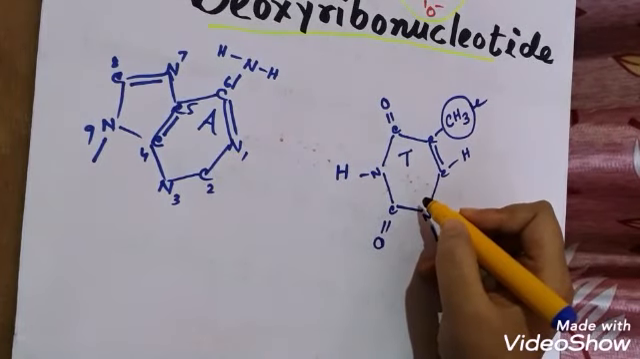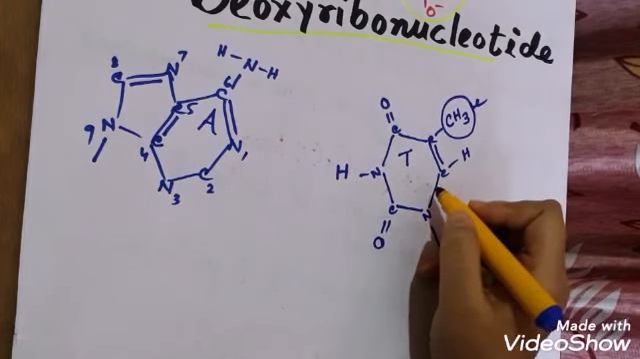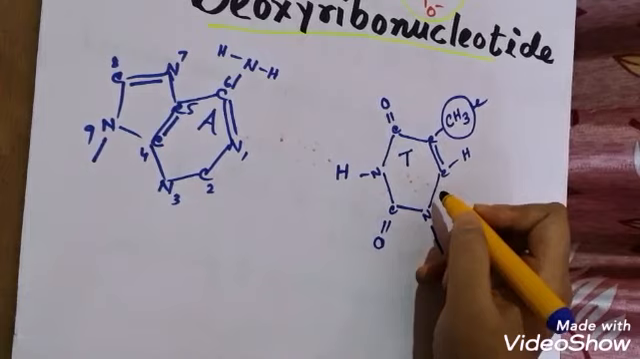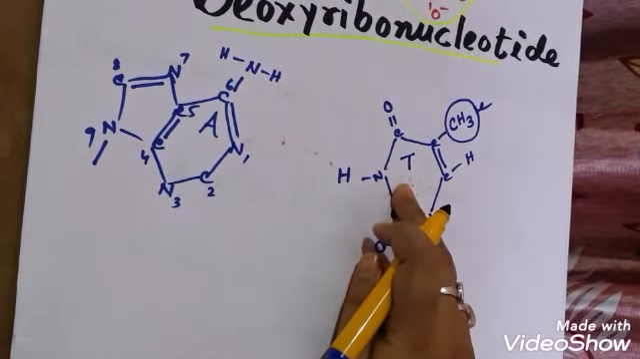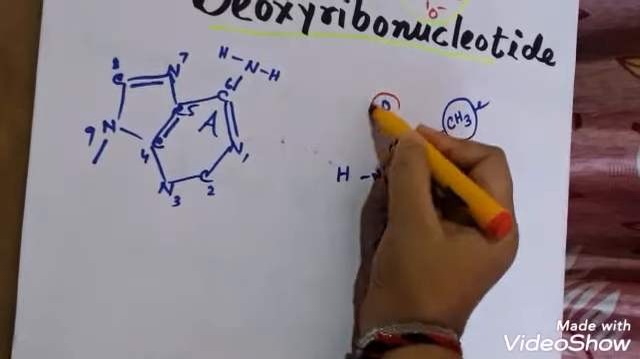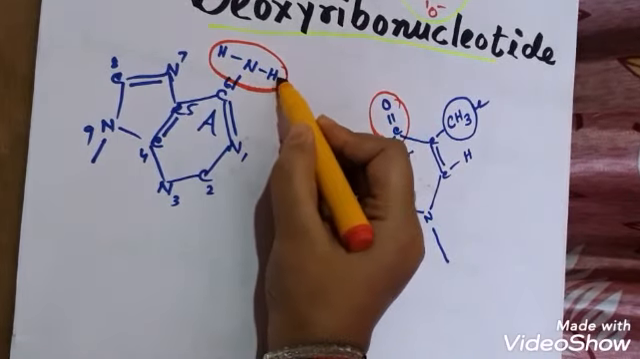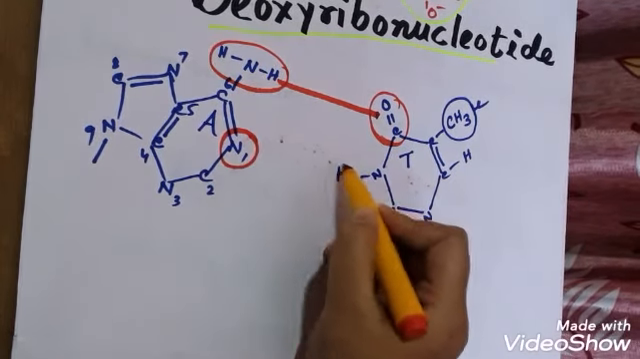Then we will place some hydrogen bonds over there for the bonding pattern. Adenine and thymine have 2 hydrogen bonds between them. The electronegative atom and the electropositive atom will create a hydrogen bond here and here.